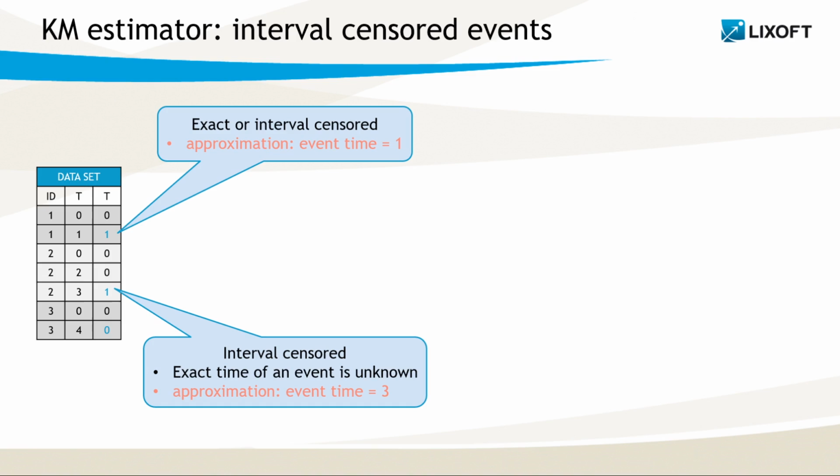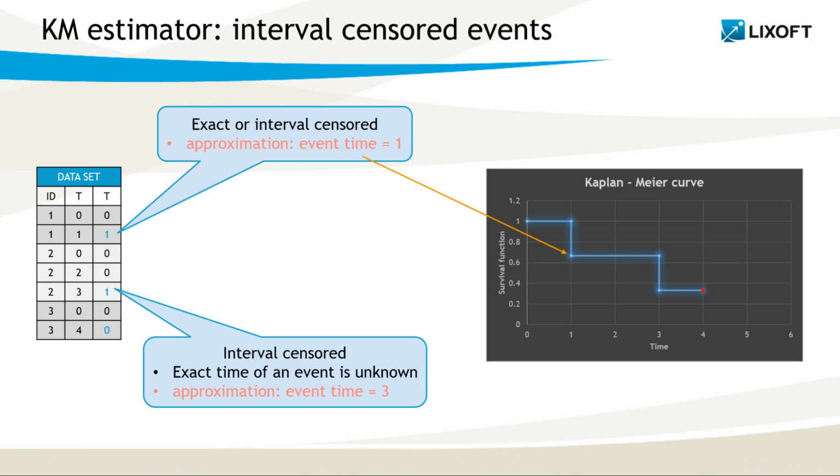This is why for data visualization in Monolix, we assume that all events are exactly observed. That is, not knowing when an event happened, we assume that it happened at the end of the censored interval. So in this case, for individual 1, an event occurred exactly at time equal to 1, and for individual 2, an event occurred exactly at time equal to 3.